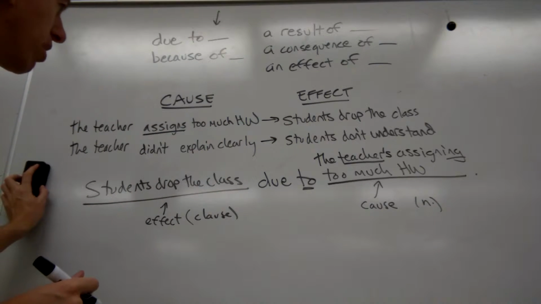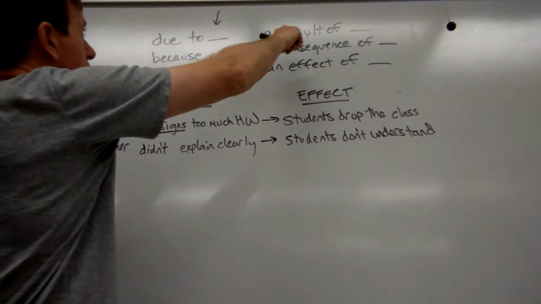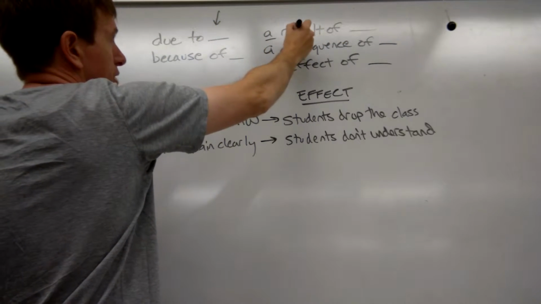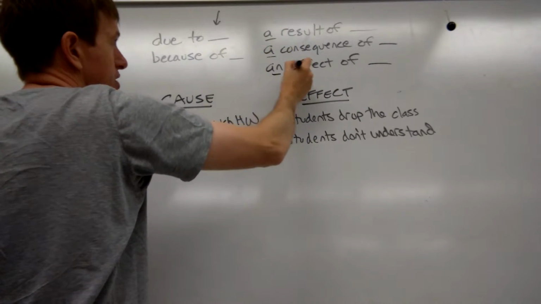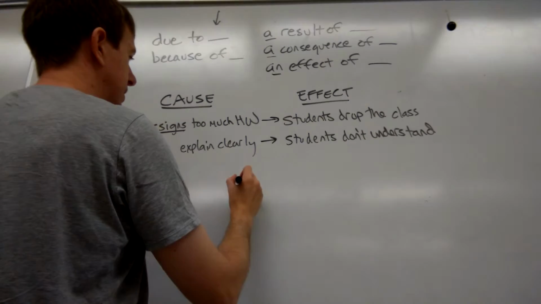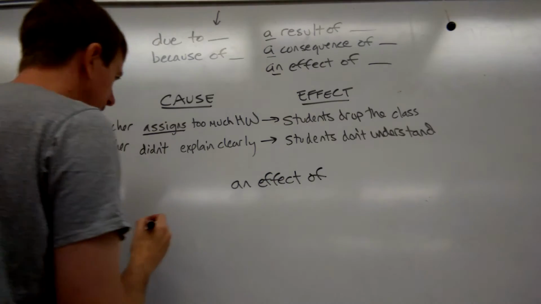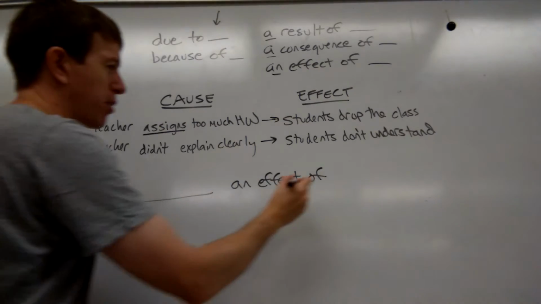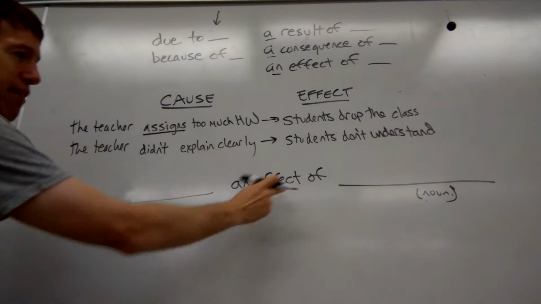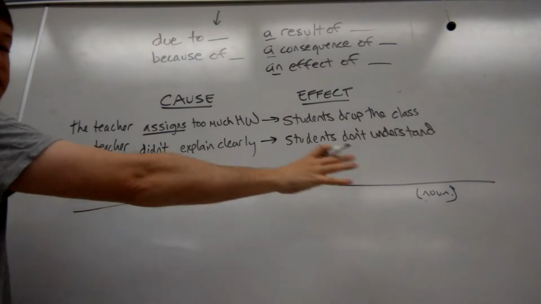Let's look at one more example using one of these others, like a result of. The difference between this column here and this column is that these don't start out with prepositions. These are nouns, right? A result, a consequence. So if we say an effect of, what's going to come before and what's going to come after? Well, after is definitely going to be a noun. But what comes before? Well, we could say that something is an effect of something.